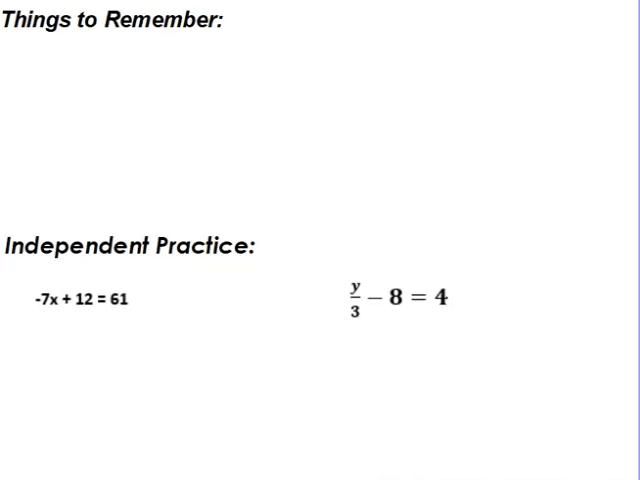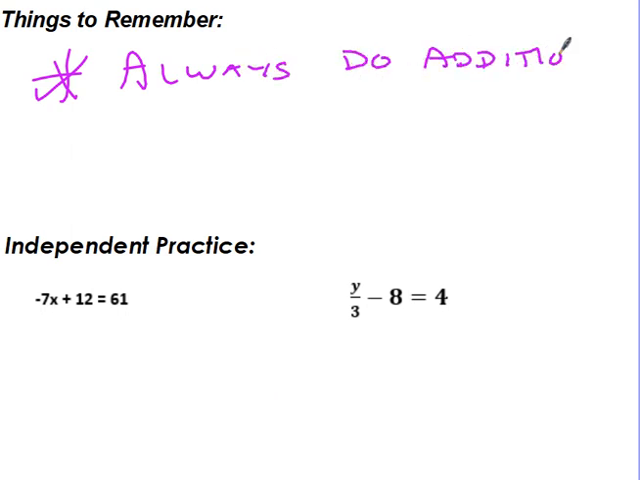Okay. That's it. So things to remember. Big thing. Always do addition and subtraction first. That's the big thing to remember. Always cancel out the constant first.